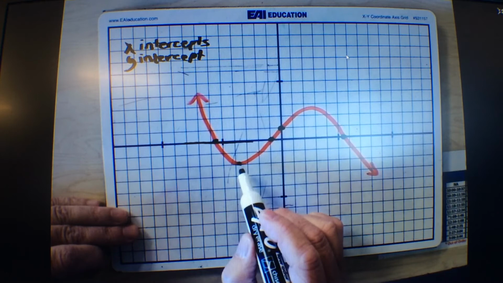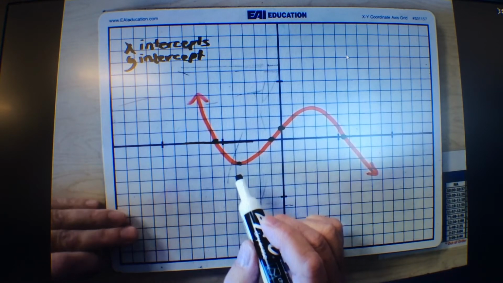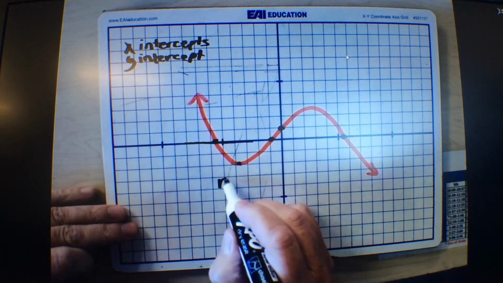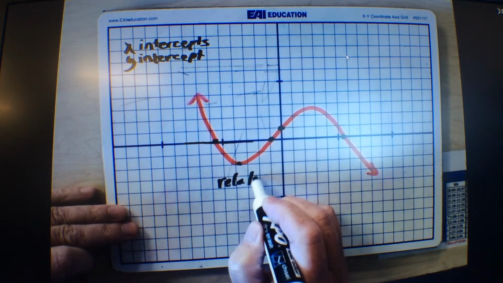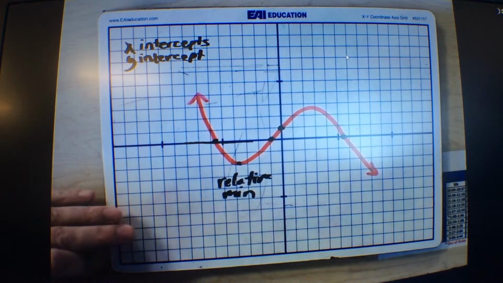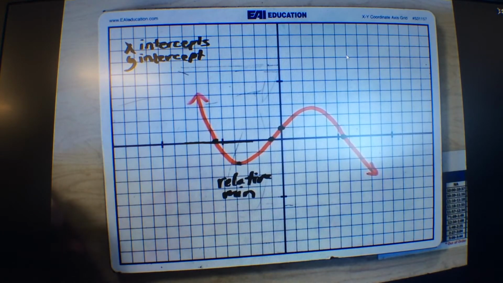This is what we call an extrema. An extrema is a point that is either lower or higher than the points around it. This one happens to be a relative minimum point. It's a relative minimum point because all of the points that are near to it are above it. Does that make sense to you?